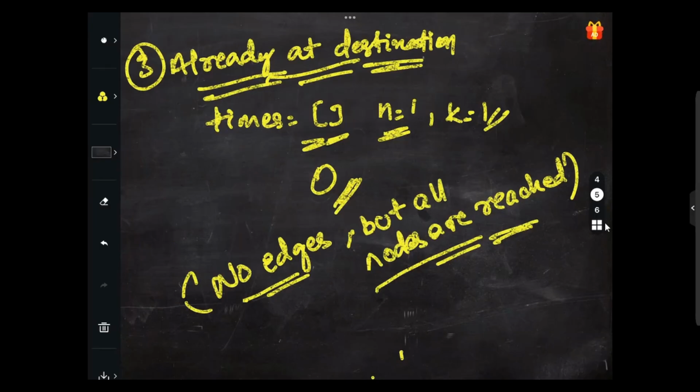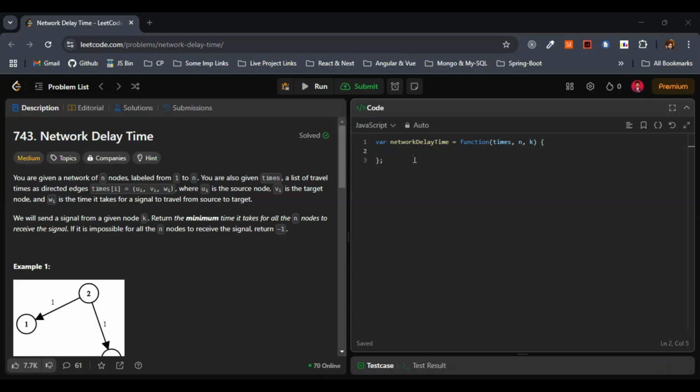Now let's start writing the code. Initially, we have to create the adjacency list representation of the graph, right? For that, I'll give let graph equals a new Map. Let's make use of the hash map here. We are creating the adjacency list representation of the graph here. We have discussed this one.